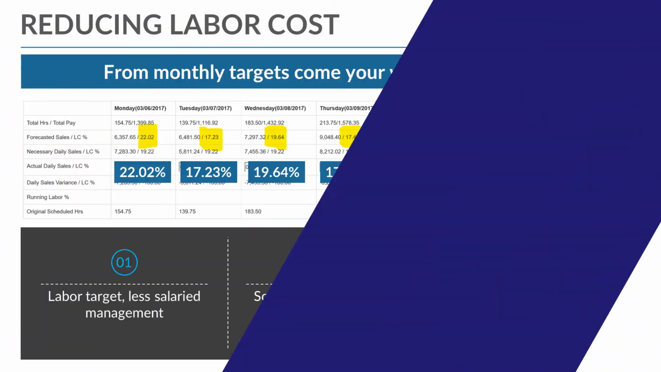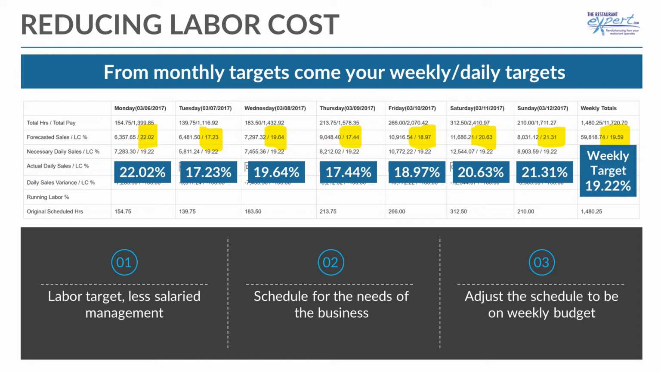In this example, you sit there and look at Monday, I have a labor target of 22.02% for all hourly employees. And then on Thursday, I have a big party coming in, and I'm going to be shooting for 17.44%. But by the time I get to the end of the week, I'm on budget for my hourly employees only of 19.22% from my budget itself. I know that I can make money. I also now have a verbal contract with my managers what their labor target is by specific day. If I approve that schedule, that's the target for that day.